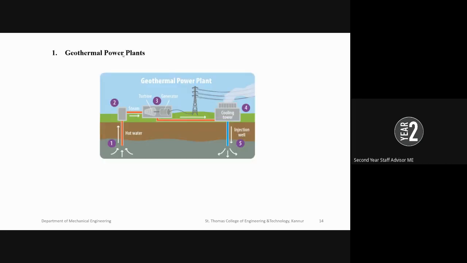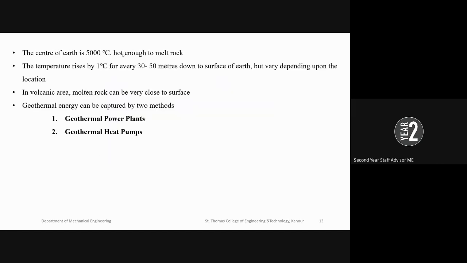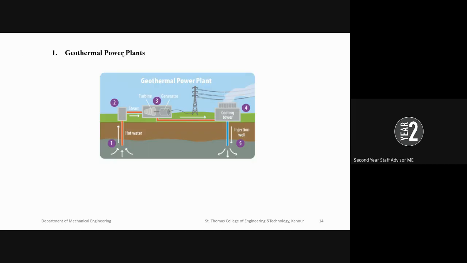It is very simple. There is nothing to study also. Just have an idea that in the geothermal power plant, we will be using the heat from deep inside the earth to generate steam, and we will be making electricity. Here we will be taking that particular hot water. You can see the labels 1, 2, 3, 4, and 5.